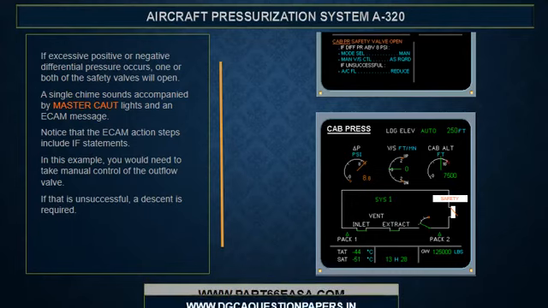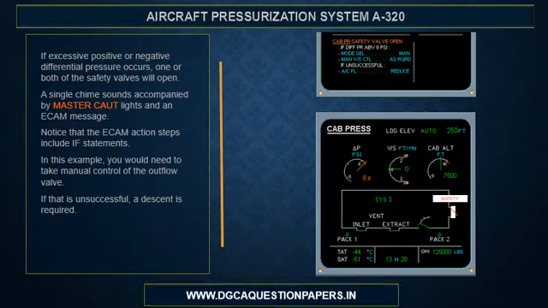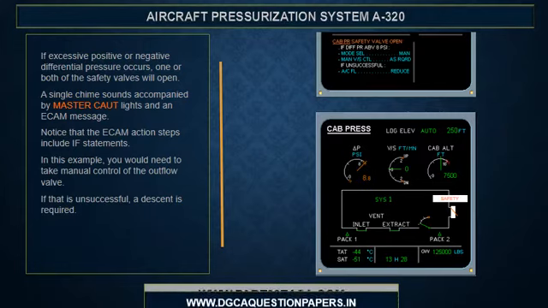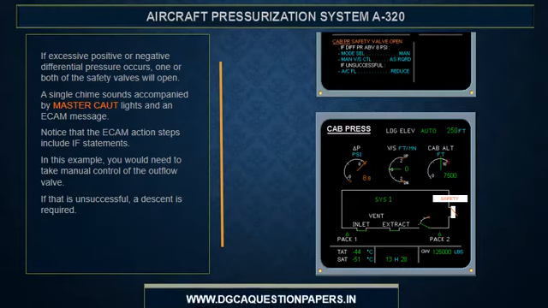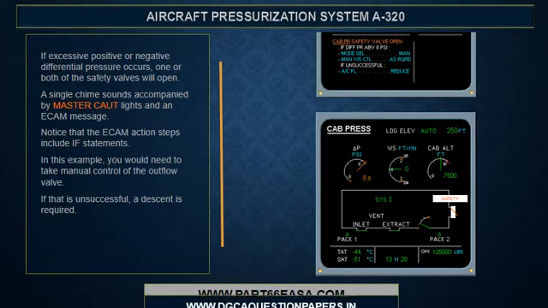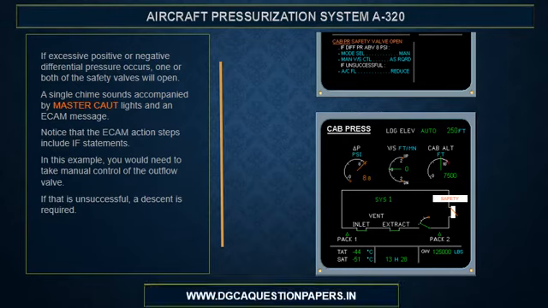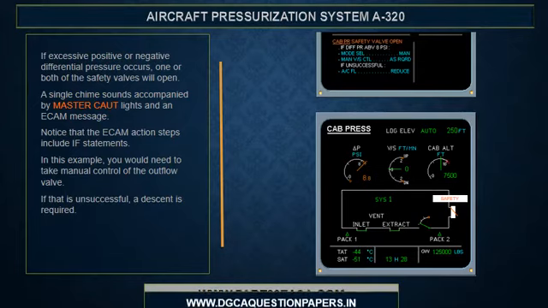If excessive positive or negative differential pressure occurs, one or both of the safety valves will open. A single chime sounds accompanied by master CAUT lights and an ECAM message. Notice that the ECAM action steps include if statements. In this example, you would need to take manual control of the outflow valve. If that is unsuccessful, a descent is required.